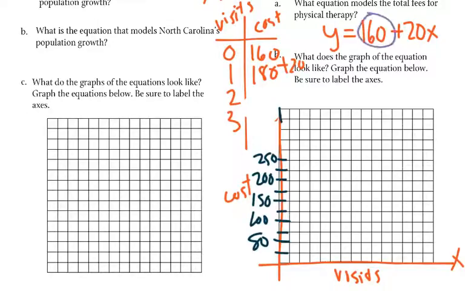So then we have our starting point. So we start at 160. So it'd be right above there. Okay. Then for every visit, so every time we go to the right, we're going to add 20 to that. So every time we go to the right, okay, then we get up to 180. So we add about 20. So every time we go to the right, we go up about 20, and we end up looking something like this. And that's what our line would look like. Okay? So that one was quite a bit easier than the exponential one.